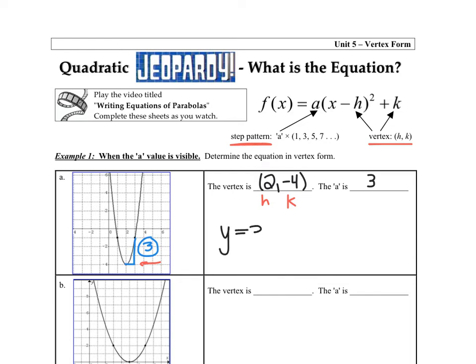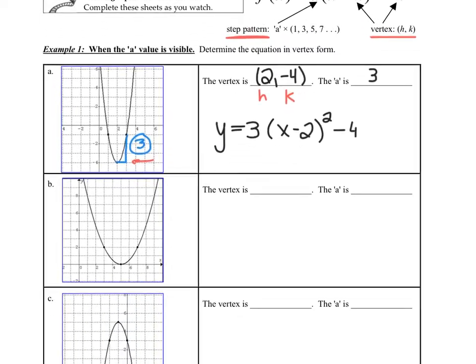A is 3. I put my x minus the h value, so x minus 2. Don't forget that squared or else it's not a parabola. And then minus k for the k value. And now I can just verify. Looking at this equation, I know my vertex should be 2, negative 4. It is. My step pattern should start with 3, which it does. Great. So let's go to the next one.